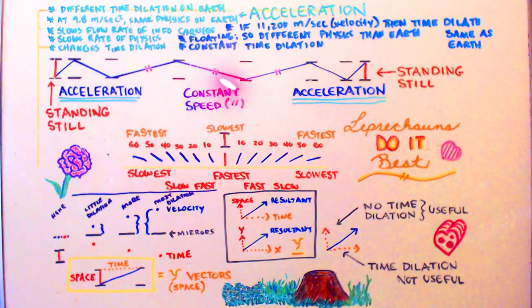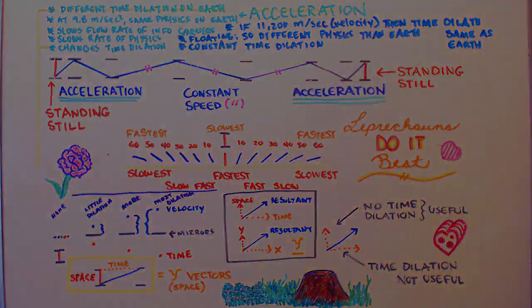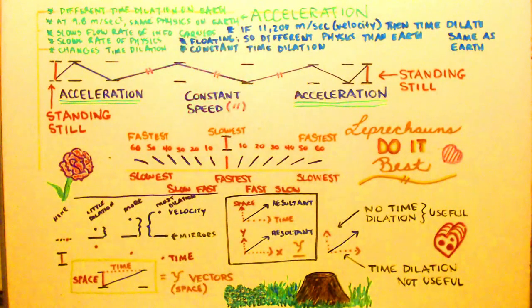You're floating, so you have different physics than on Earth. But here you have gravity, here you float, here you have gravity. I want you to understand, when you're going at constant velocity, you will never, ever have the same physics as on Earth. I don't care what your velocity is, because you're always floating, okay? But you can have the same time dilation if you're moving at 11,200 meters per second, because that's the escape velocity of Earth. So you'll have the same time dilation, but you will never, ever have the same physics.